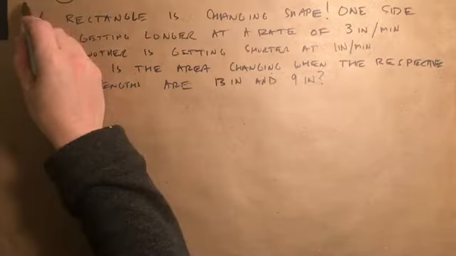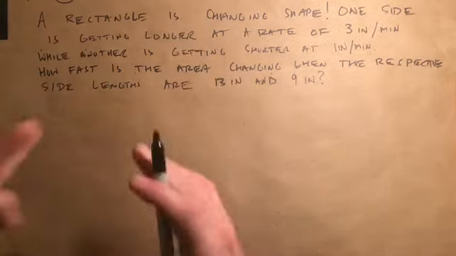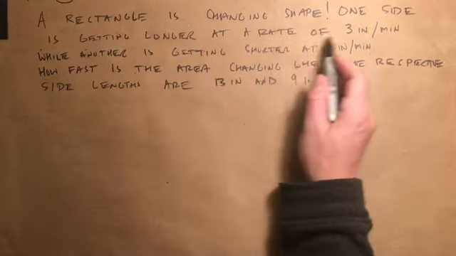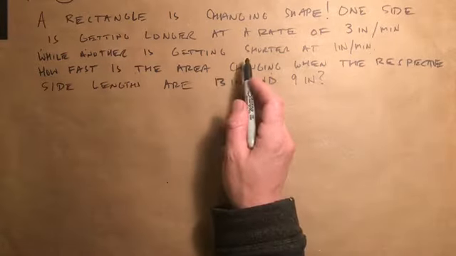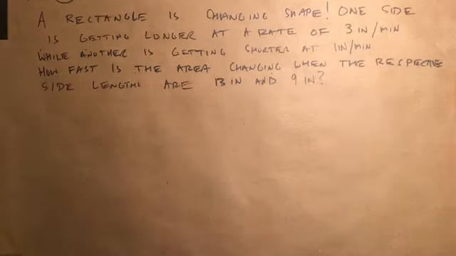This is section 4.6, video B, and the problem is the magic rectangle. A rectangle is changing shape, and by shape, I mean the sides are changing. One side is getting longer at a rate of 3 inches per minute, while another is getting shorter at 1 inch per minute. How fast is the area changing when the respective side lengths are 13 and 9 inches? And we can see right off the bat that these sides are functions of time.